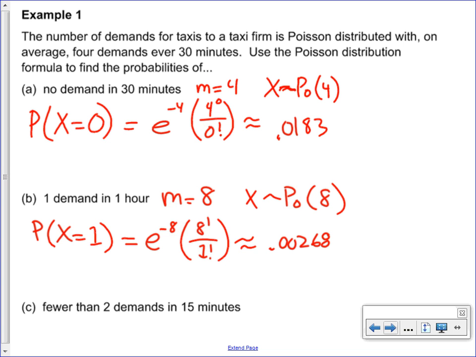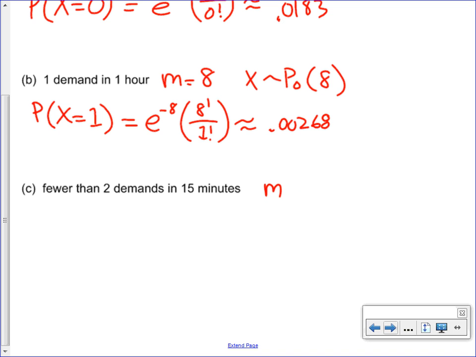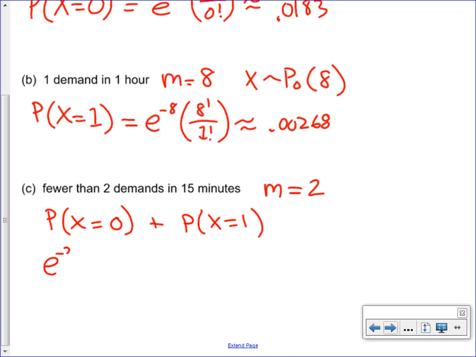Okay? Fewer than 2 demands in 15 minutes. So what would the mean number of demands be in just 15 minutes? It'd be 2. So fewer than 2 means you're looking for a Poisson of 0 plus a Poisson of 1. So this would be e to the negative 2, 2 to the 0 over 0 factorial, plus e to the negative 2, 2 to the 1 over 1 factorial.